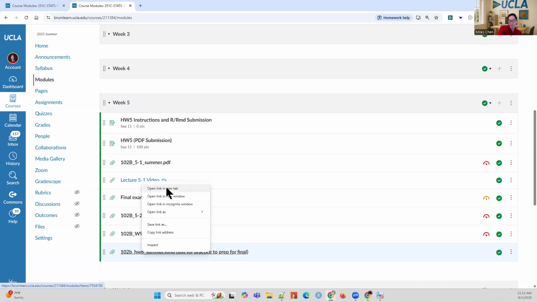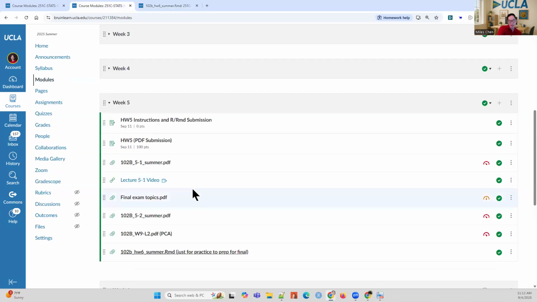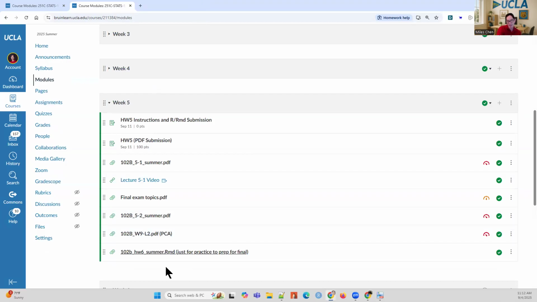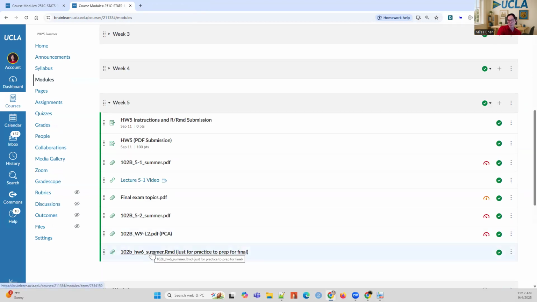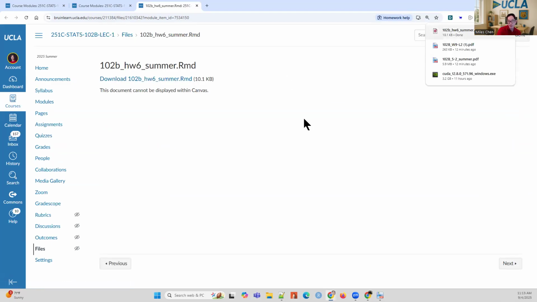So in the regular quarter where you have 10 weeks, I assign 6 homework assignments. But in the summer quarter, we only have 6 weeks, and it felt like too much homework to assign 6 homework assignments. But anyway, this one covers principal components analysis, and I've modified it to include some examples that are relevant for studying for the final exam. So I do recommend taking a look at it and working through it.